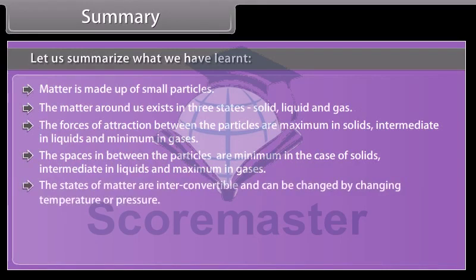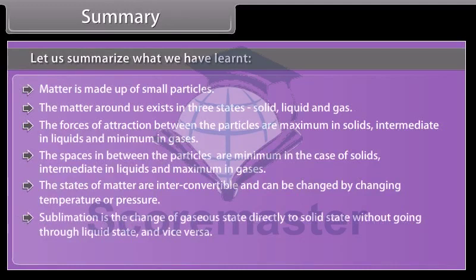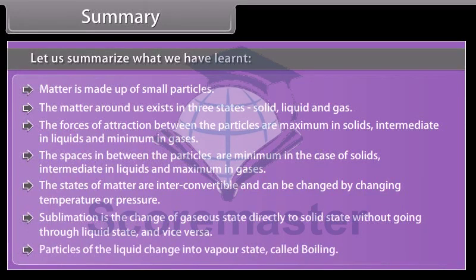The states of matter are interconvertible and can be changed by changing temperature and pressure. Sublimation is the change of gaseous state directly to solid state without going through liquid state, and vice versa. Particles of the liquid changing into vapor state is called boiling.